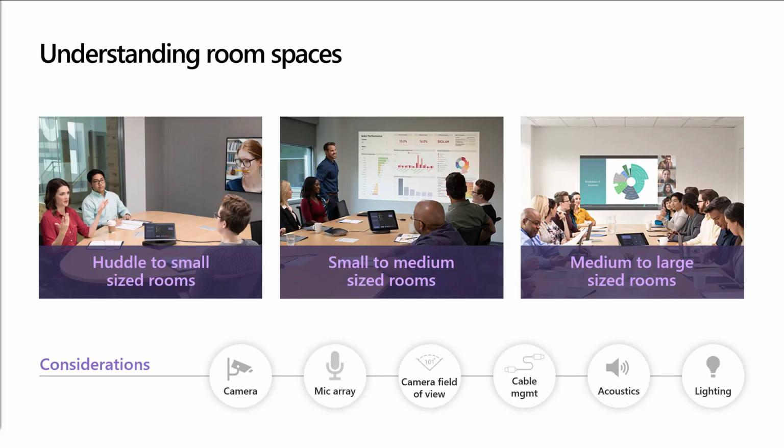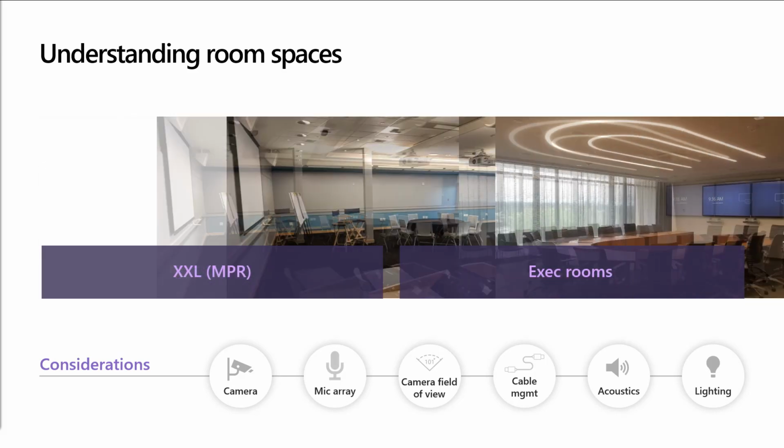There are many different room sizes, ranging from huddle and small rooms to medium and large sized rooms. And in each room type, you'll have to make decisions on where to place cameras and microphones. What kind of field of view should the camera have? How are you going to run cables to the table and to the monitors and displays? What kind of acoustics and lighting are in each of these different size spaces?